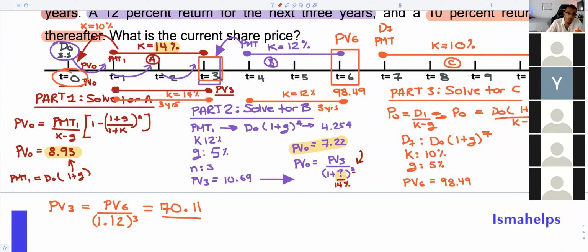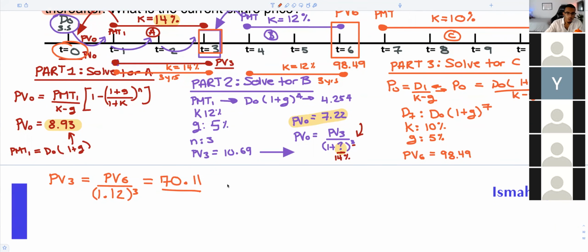Okay, so we have that now, and now we have to discount it all the way back to PV0, such that PV0 will be equal to PV3 over 1.14 to the power of 3. What is that going to give you? Amazing.